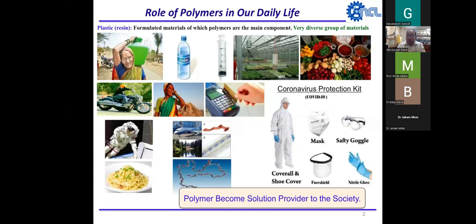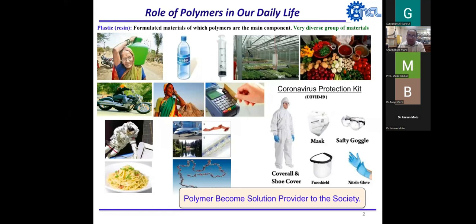Particularly, the issue came up that polymer plastics are waste materials. People earlier treated polymer plastics as a waste material. But after COVID-19, polymer materials gained very high recognition in the field of chemistry because they became a solution provider to society. For example, before COVID-19 people felt polymer was a waste material, but suddenly it became a solution provider in making polymeric gloves, shields, masks, and safety gloves. So this gave an additional solution to the current scenario of problems.